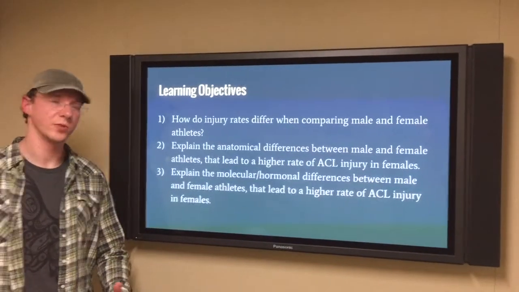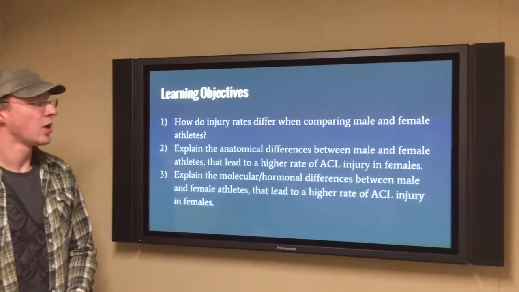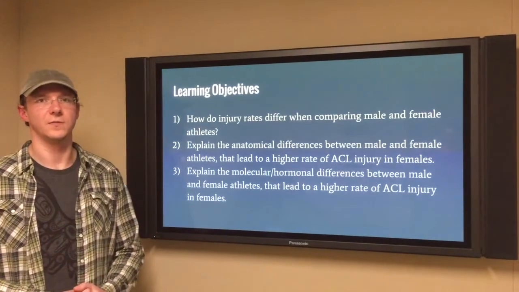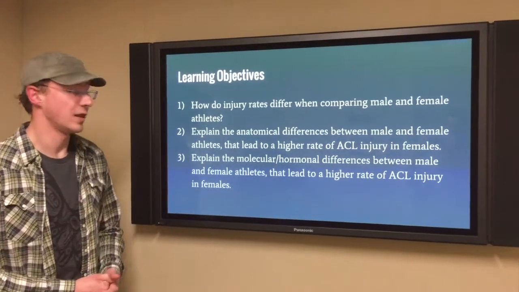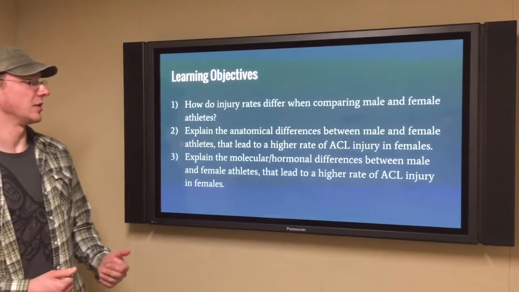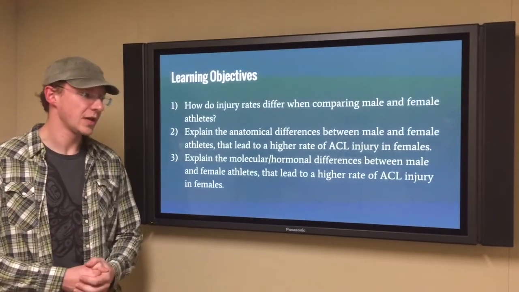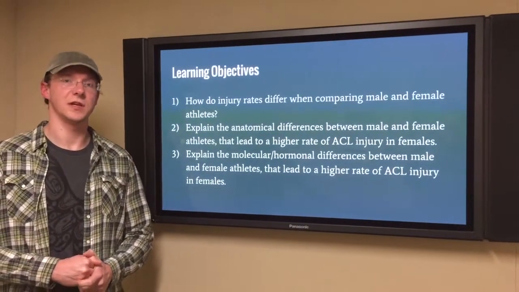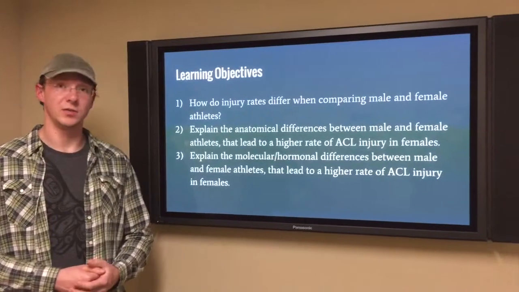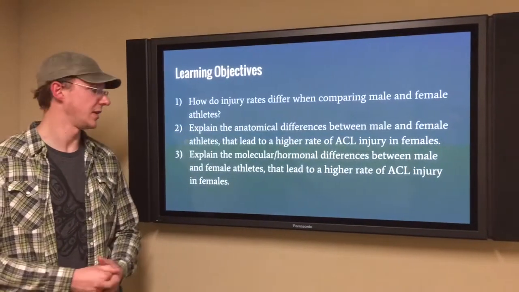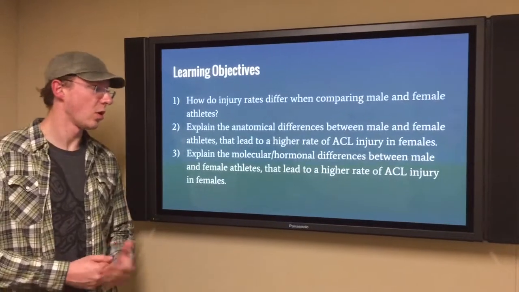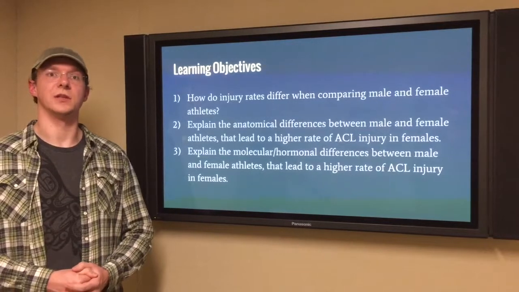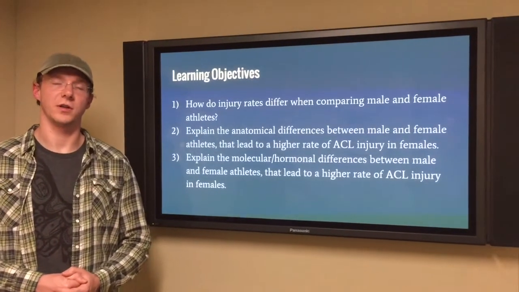Okay, so now as a summary, let's come back to our learning objectives. We now know that ACL injury rates are 2 to 9 times higher in female than male athletes. And the reasons for these differences include the anatomical differences, such as the mechanical property of the ACL, the size of the ACL within the intercondylar notch, the Q angle, and the hamstring flexibility. We also have the molecular or hormonal differences, which include the estrogen levels, the relaxin, and the differences in the collagen makeup.